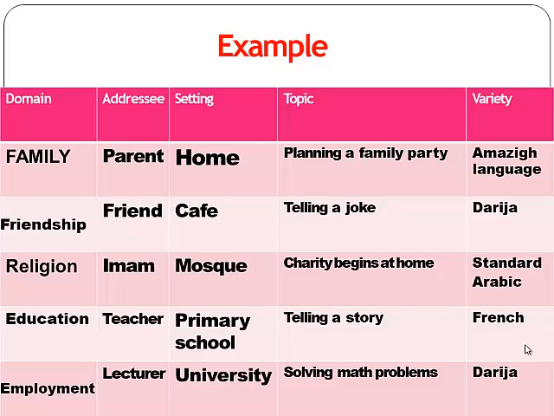Another example, we have the domain of religion. The addressee is the imam. The setting is in the mosque. The topic is about charity begins at home. The variety used is standard Arabic. And so on and so forth.